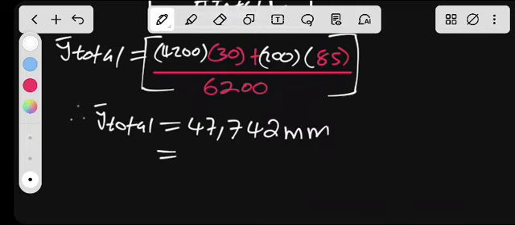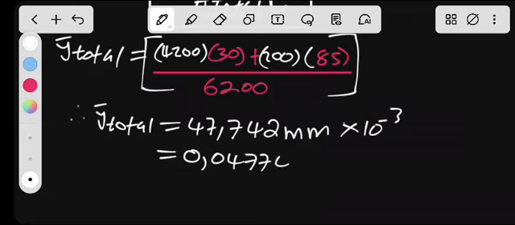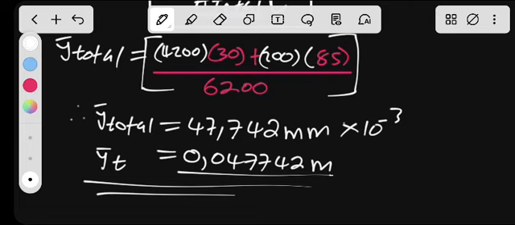If you want this in meter, you divide by 1000, or you can multiply this by 10 to the power of minus 3. It's the same as dividing. It's up to you whether you want it that way. Then if you multiply by 10 to the power of minus 3, we're supposed to obtain 0.047742 meter. That is YT there. All right, this is what we have, guys.